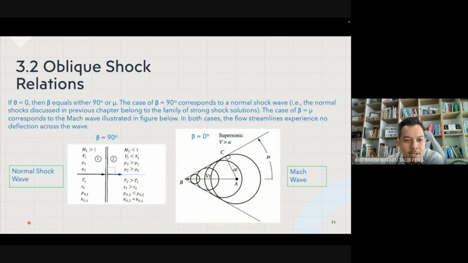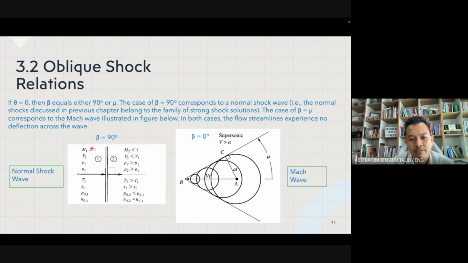All right. Before we take our short break, let me just finish this. If theta equals 0, then beta equals either 90 degrees or the Mach angle mu. The case of beta equal to 90 degrees corresponds to the normal shock wave, and the normal shock discussed in the previous chapter belongs to the family of strong shock solutions. The case of beta equal to mu corresponds to the Mach wave illustrated in the figure below. In both cases, the flow streamlines experience no deflection across the wave.